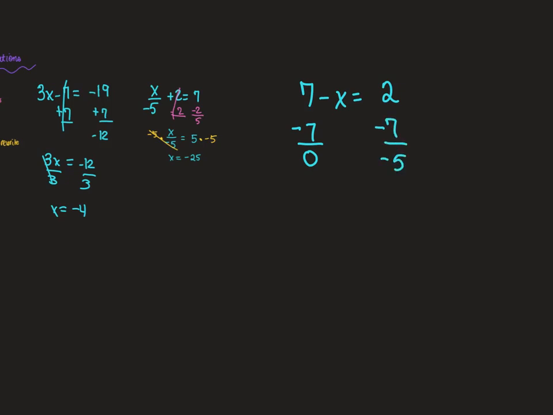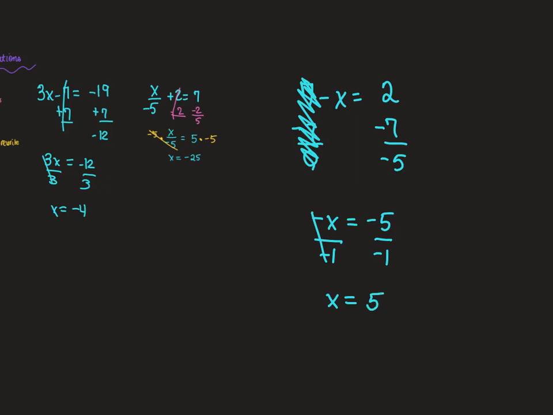Now I rewrite. This stuff is gone, but the negative is not gone. That negative is still attached to the x. So I get negative x equals negative 5. This is like having a negative 1. So I'm going to divide by negative 1, divide by negative 1, cross out my negatives. X is now positive 5.